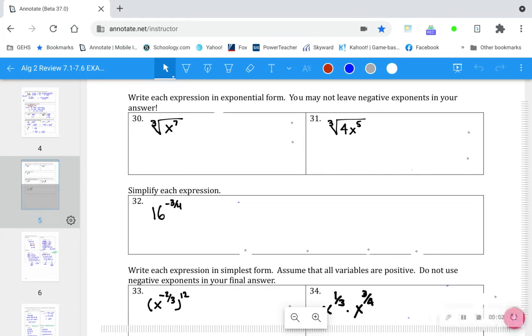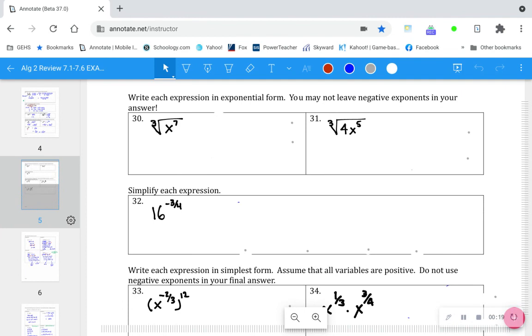Okay, this is Mr. Peterson again. We're going to finish off here with this fifth page of the review for 7.1 through 7.6 of Algebra 2. Specifically, problems 30 through 35.